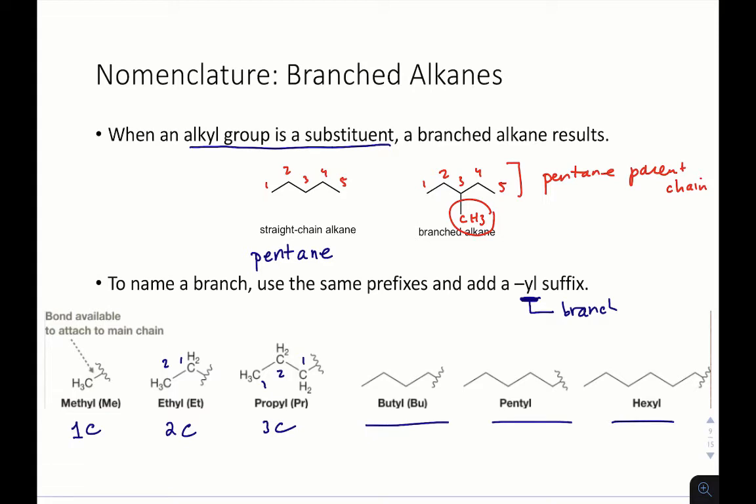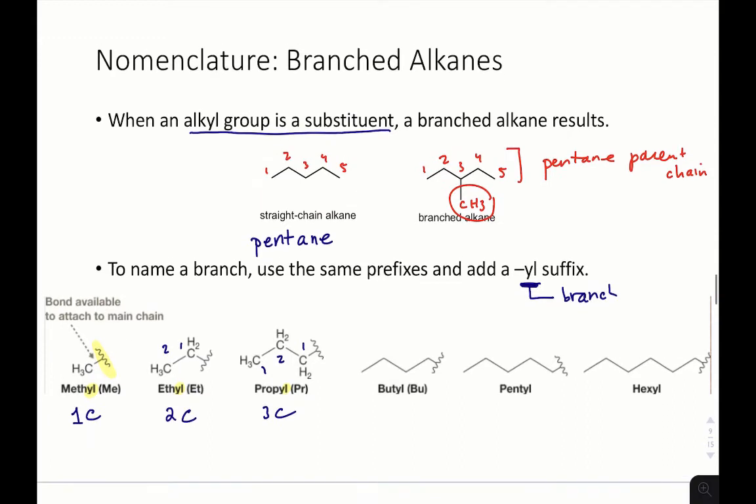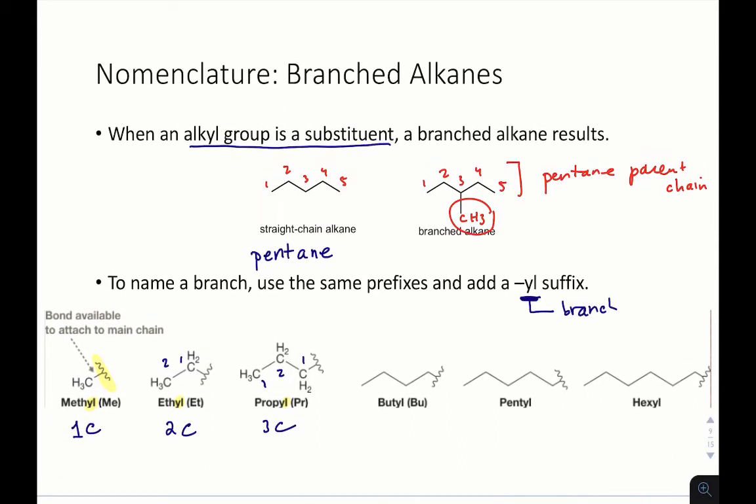So the 4 carbons, 5 carbons, 6 carbons, etc. And again, this YL means it is a branch. It is attached to something. This squiggly mark here also means that it is attached to something. And that something is a longer chain of carbons. Now, once we get up to 3 and 4 carbon branches, there's different ways that the carbons in those branches can actually be bonded to one another.